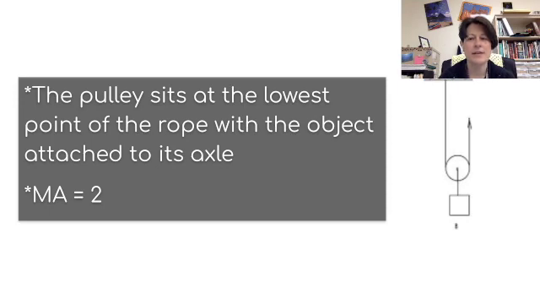And here the mechanical advantage is actually 2 because the load is supported by 2 ropes. So it depends on how much of the load is supported by the ropes. So here it's supported by both ropes. So its mechanical advantage is actually 2. So compared to the last situation with the fixed pulley, this will take half as much force to lift this off the ground.